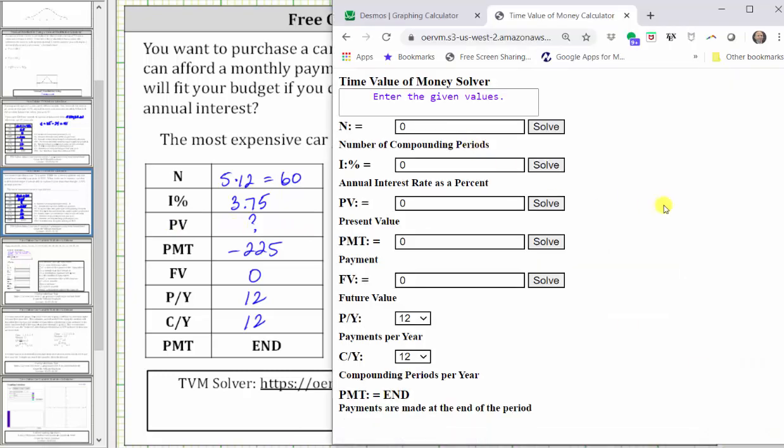Notice how the variables match up perfectly, and therefore we just enter the same information. Capital N is 60, I% is 3.75. We are solving for the present value. We'll come back to this. The payment is negative $225. Future value is 0. And notice the payments per year and compounds per year are set at 12. If we had to change these, we would use the drop-down menu.